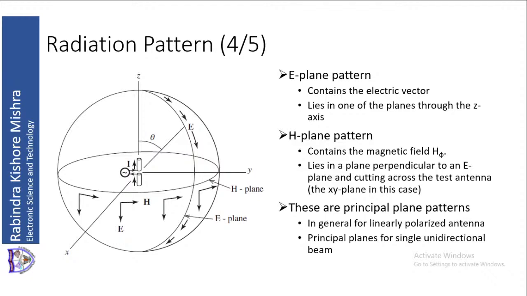Principal patterns for single unidirectional beams. That is important. If you consider a single unidirectional beam, then the principal plane patterns are important. In a single unidirectional beam, we have two orthogonal planes. Both of them are passing through the beam tip, and both are orthogonal to each other. These planes are called the principal patterns. So in a single unidirectional beam, it is easy to define the principal beam pattern.